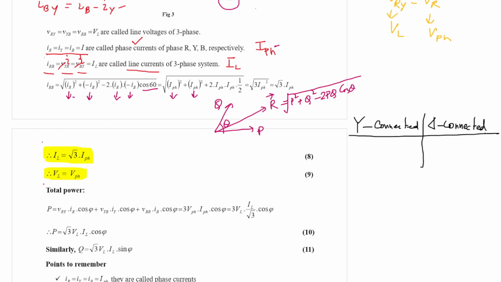So in case of a star connected network, we have VL, that is line voltage, becoming root 3 times phase voltage. But in case of a delta connected network, line voltage is equal to phase voltage. However, in case of line current for a star system, line current is equal to phase current. However, in case of a delta connected network, line current is root 3 times phase current.